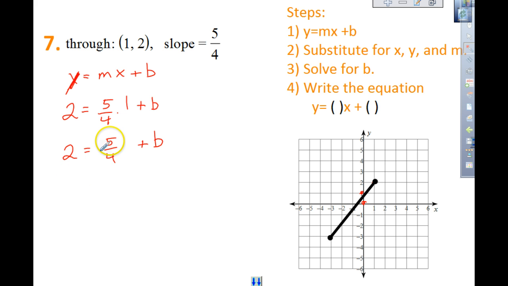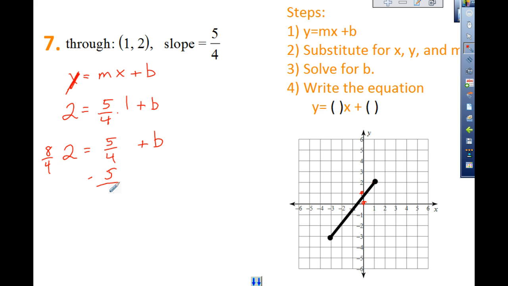So how many more fourths do we need to get to 2? And 2 is how many fourths, by the way? 8, yeah. So we're trying to figure out 5 plus what is 8, basically. Yeah, 3/4. So subtract 5/4 on both sides. 8 divided by 4 is 2/4.